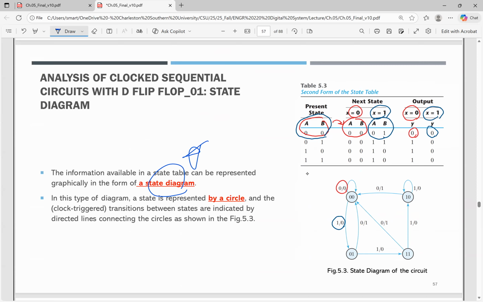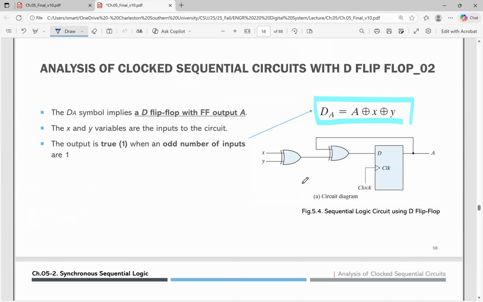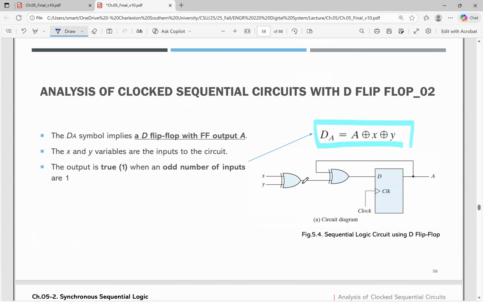State diagram. The state is represented by a circle, and the clock-triggered transitions between states are indicated by directed lines connecting the circles, as shown in the figure. So 00 to 00, 00 to 01, and 10. So D sub A is, this is the X, Y, A. So this is Y here. So D sub A. Okay.